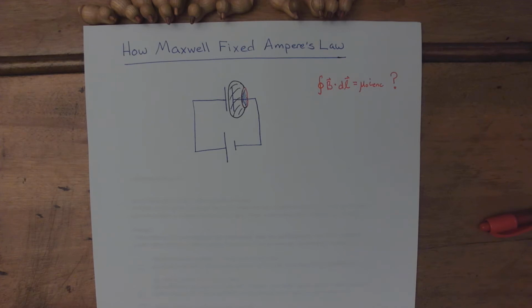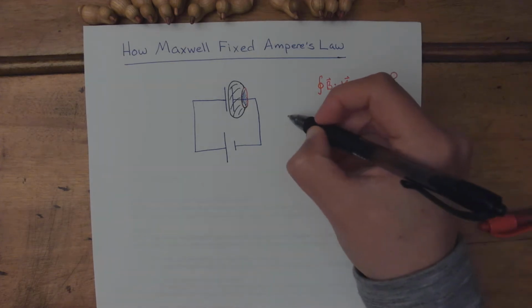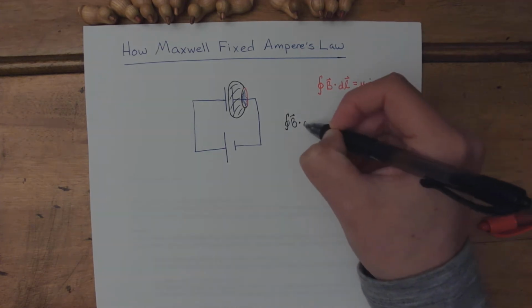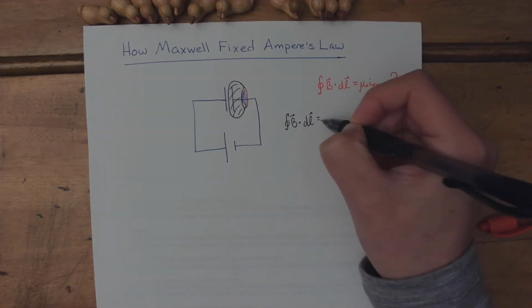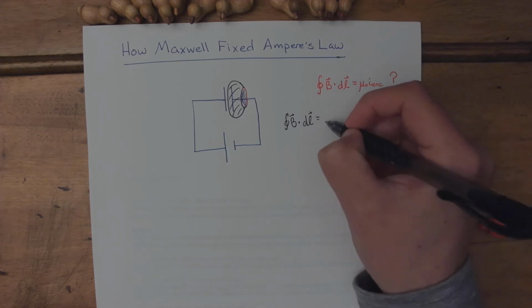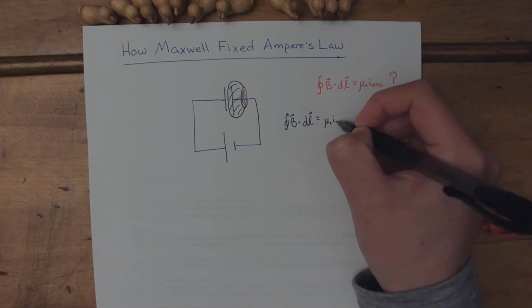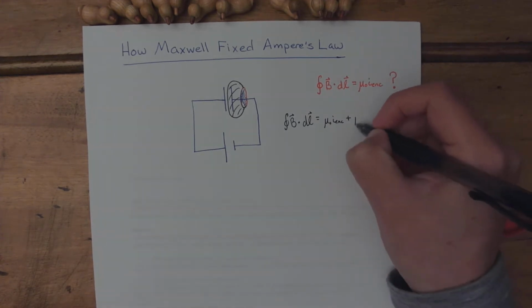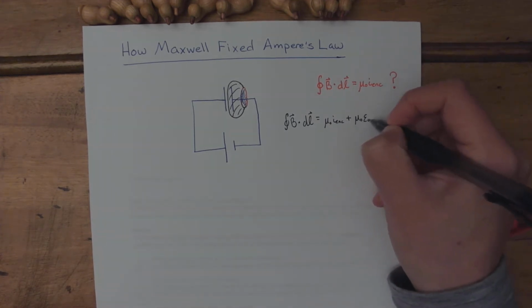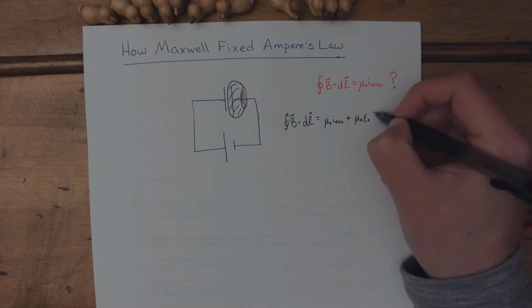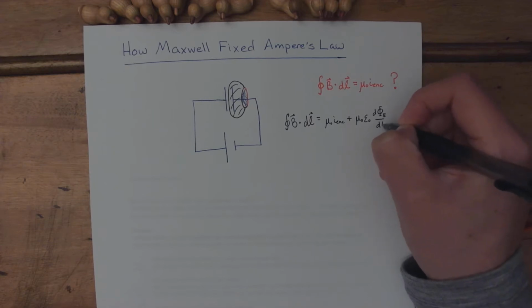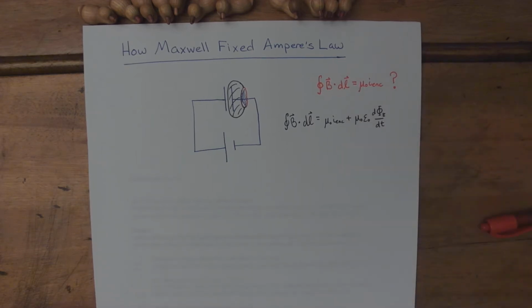So he said that for Ampere's law, you should have the integral of B dotted with dl equal to mu naught times I enclosed plus mu naught times epsilon naught times the derivative of the electric flux with respect to time.